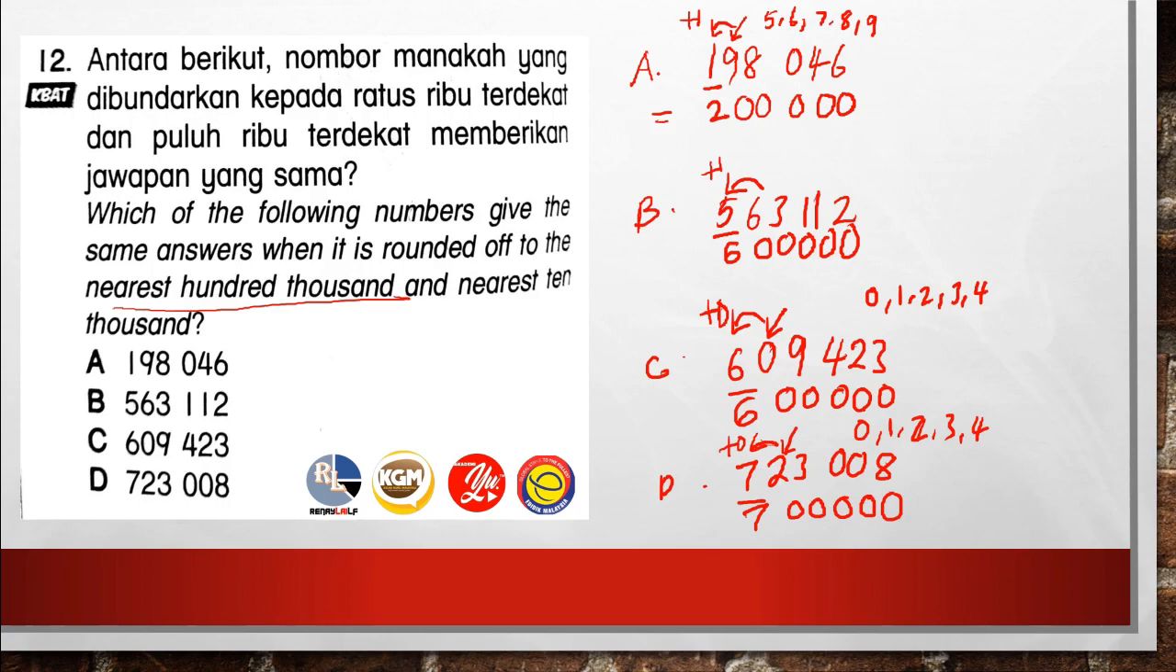So the question says, which of the following numbers give the same answers when it is rounded off to the nearest 100,000? Give the same answer.